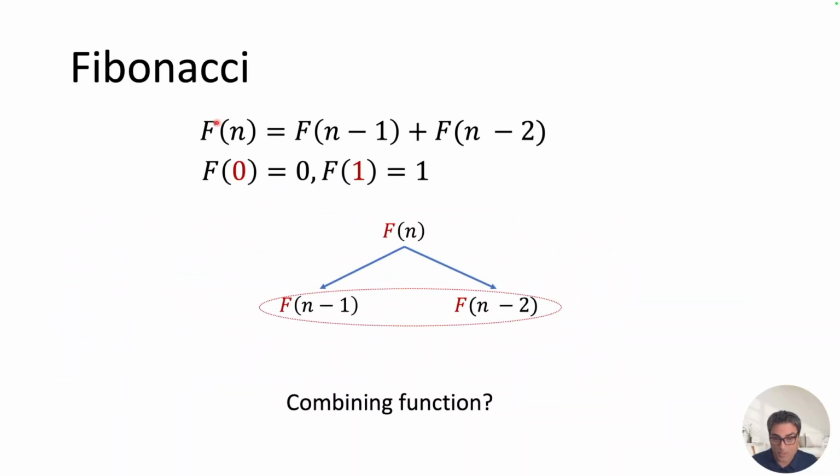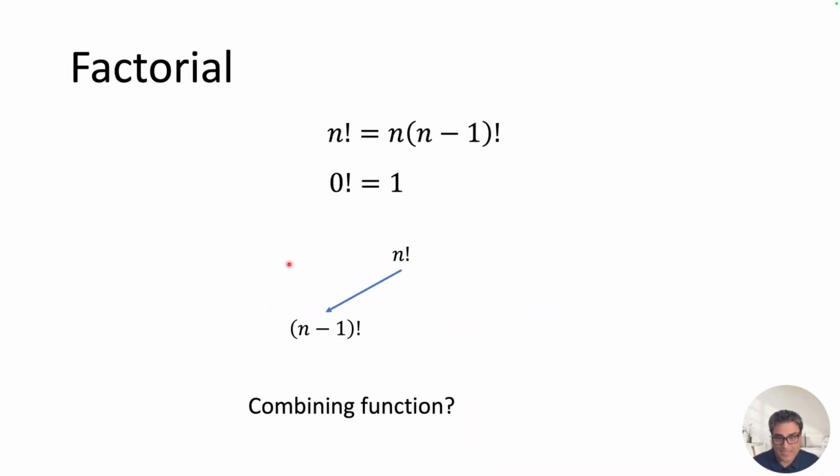The very first one, probably the most famous recursive function, as we saw, is the Fibonacci function. F of n is equal to f of n minus 1 plus f of n minus 2. As I mentioned before, the combining function between the two subproblems is the add function. Now let's see another one. Factorial is another famous recursive function. N factorial is equal to n times n minus 1 factorial.